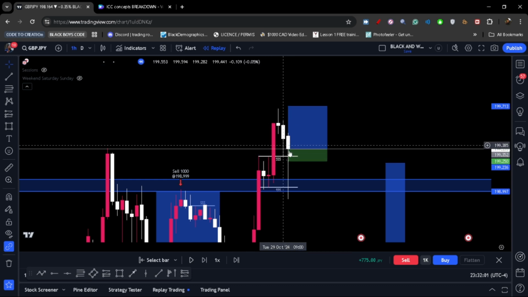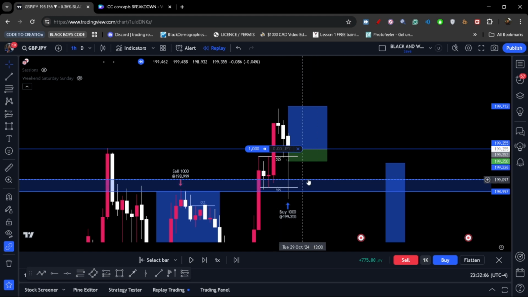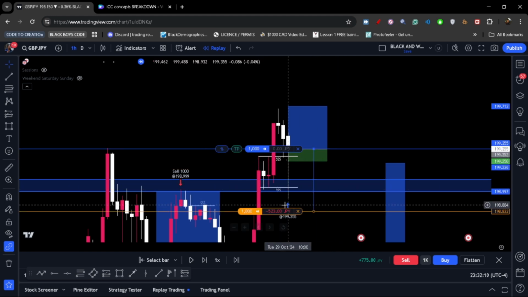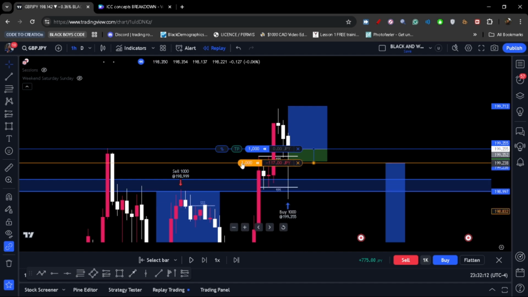So this is basically how I put it, right? So if I was to buy, boom, and I bought right there, I don't know why I can't move my stop loss, but let's assume I move my stop loss right here. Obviously my stop loss was literally right there.